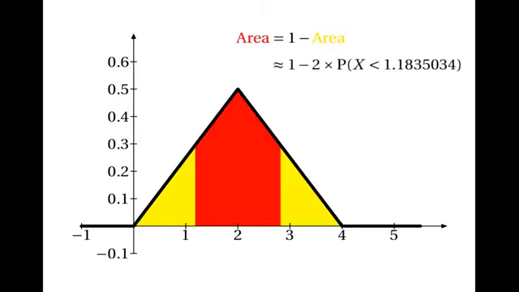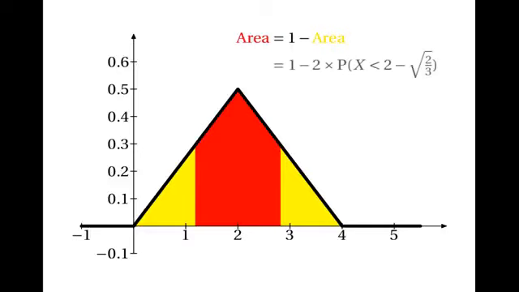So that means that the red area is about 1 take away twice the probability that x is less than 1.1835034. Remember that the area of one yellow triangle is the probability that x is less than 1.1835034, but there are two yellow triangles which have the same area. Using the answer that we got earlier, we can say that this is about 1 take away 2 times 0.17508504. Okay, well these calculations will give us the approximate answers, but we can probably do a little bit better by thinking in terms of surds.